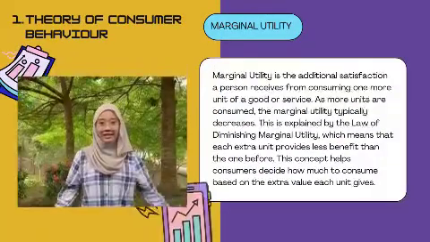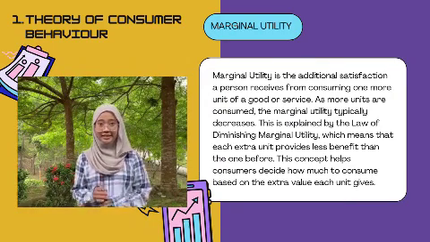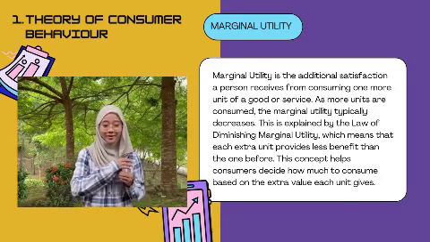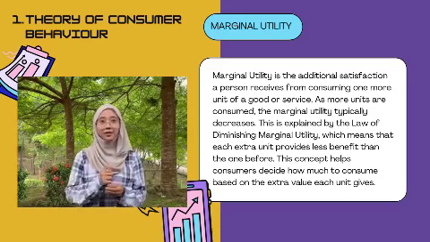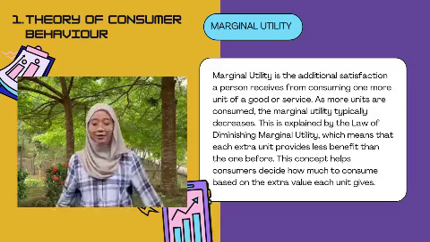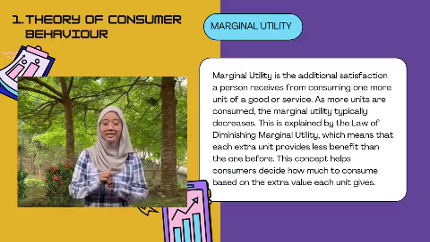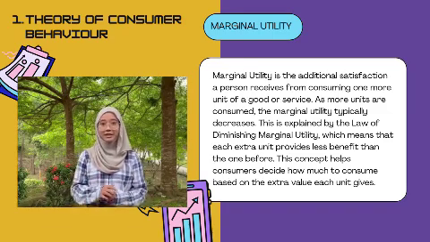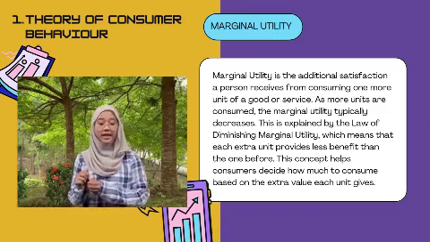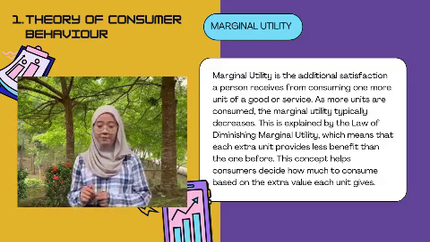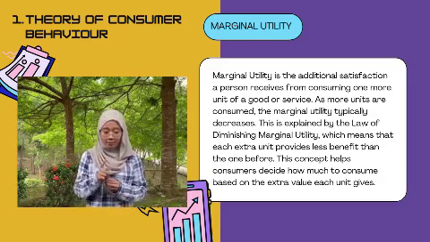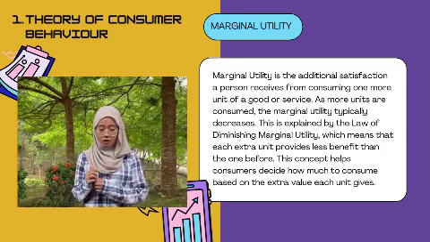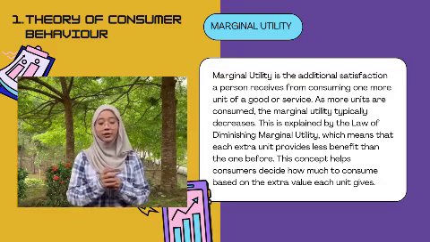Next, we have marginal utility. Marginal utility is the additional satisfaction a person receives from consuming one more unit of a good or service. As more units are consumed, the marginal utility typically decreases. This is explained by the law of diminishing marginal utility, which means that each extra unit provides less benefit than the one before. This concept helps consumers decide how much to consume based on the extra value each unit gives.